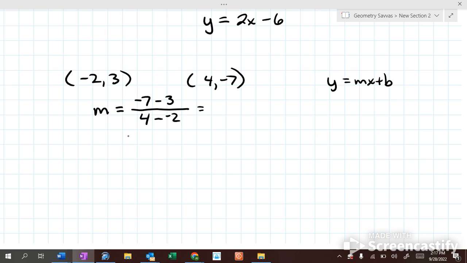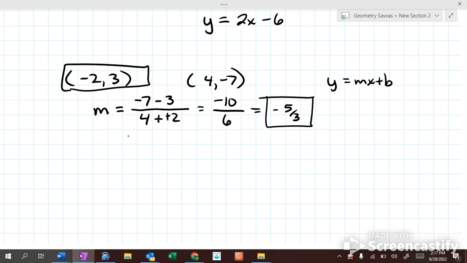What's negative 7 minus 3? Is it negative 4 or negative 10? Negative 10. What's negative 4 minus 2? Positive 6, because minus a negative is plus a positive. So negative 10 over 6 is negative 5 over 3. Ooh, that's kind of an ugly fraction, but we're going to use it. Okay? I'm going to take the slope and this point and put it into my y equals mx plus b. This is my y, this is my x. I got to figure out what b is.